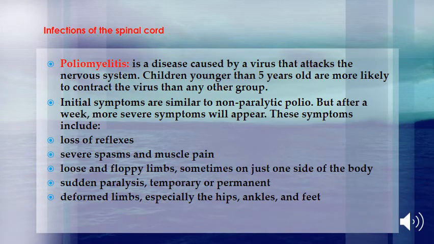Infection of the spinal cord starts with poliomyelitis, a disease caused by a virus, and children younger than 5 years old are more likely to contract the virus than any other group. The signs and symptoms are purely lower motor, such as loss of reflexes, diminished reflexes, severe spasm or muscle pain, loss of power, sometimes on just one side of the body, sudden paralysis, and deformed limbs, especially the hip, ankle, and feet in the long term of the disease.